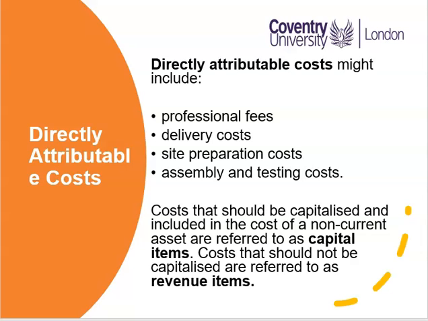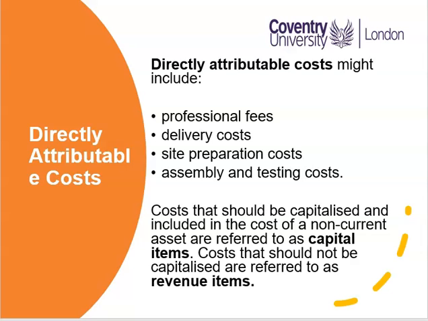Directly attributable costs might include professional fees. So, for example, if the asset purchased is property, you may incur solicitor's fees. This will be added to the cost of the asset. Delivery costs, site preparation costs, assembly and testing costs.